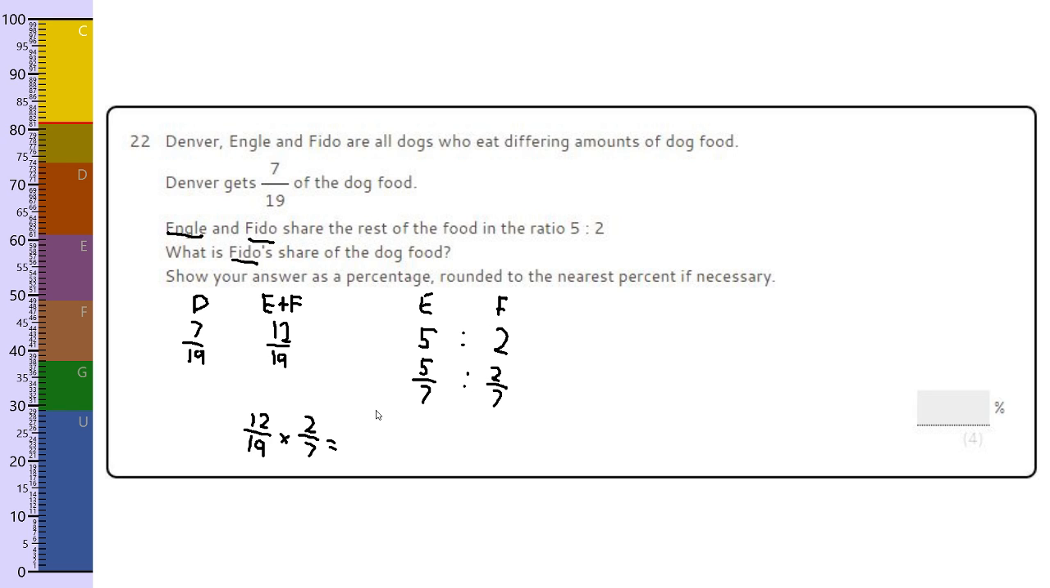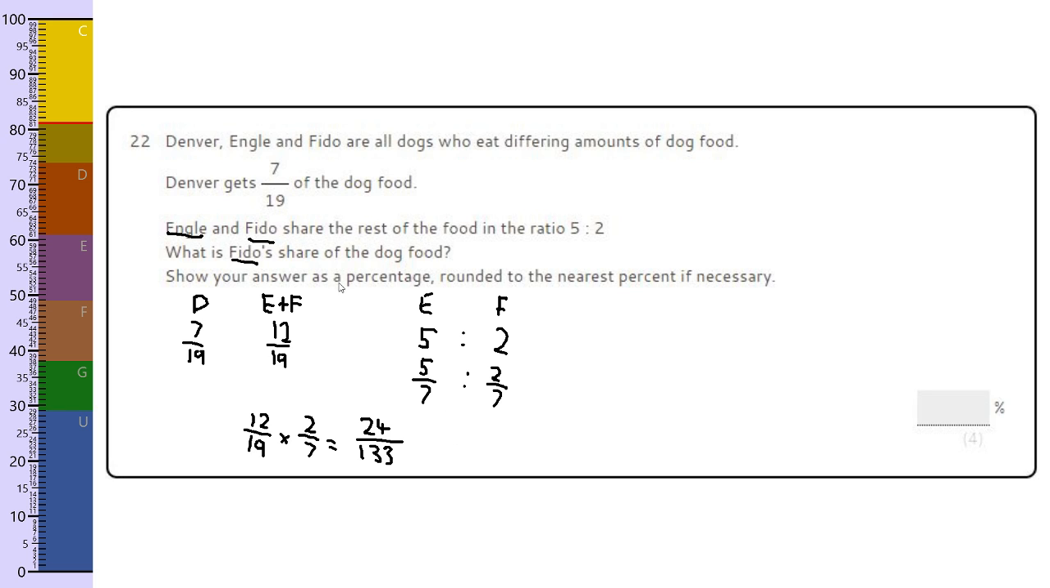So on the calculator, I press the fraction button, 12/19, and then I press the cursor to the right to get out of the fraction, then times, fraction button again, 2/7, and I get 24/133. If you couldn't do that, you could just times the tops: 12 times 2 is 24, and then 19 times 7 is 133, if you don't have a scientific calculator.